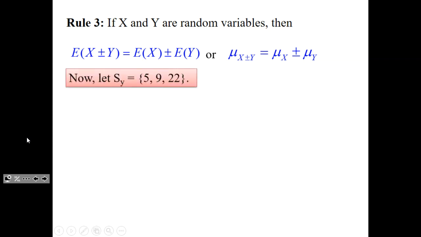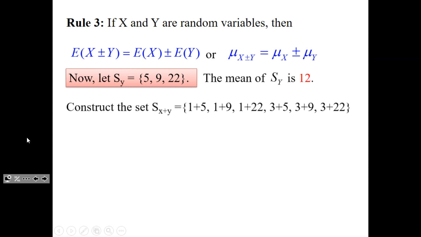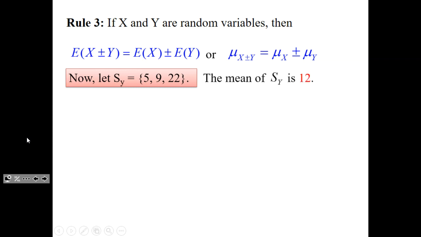So let's try it. Let's have a set y. The set y could be 5, 9, or 22. Those are 3 values y can take on. So the mean of this is 12. Now I'm going to make the set of x plus y, and it's a little tricky. Remember, x had the values 1 and 3.